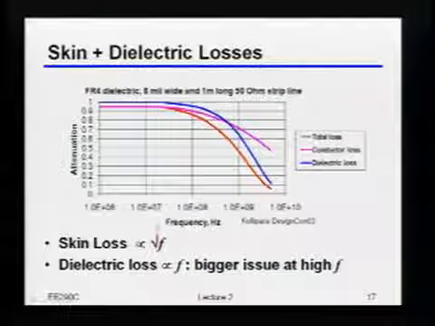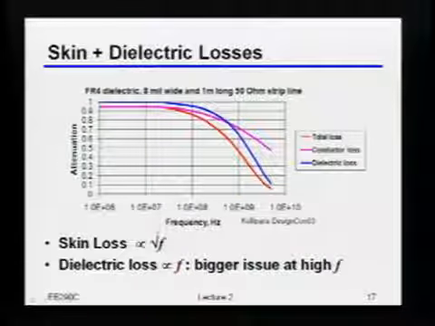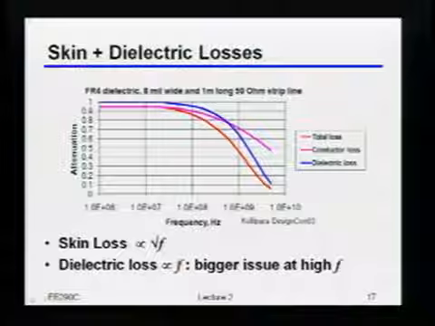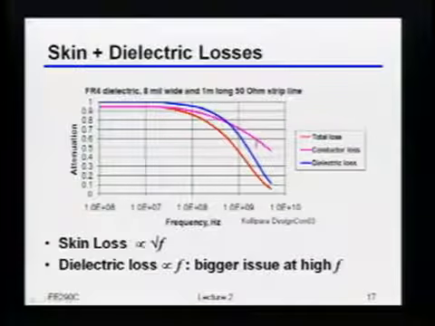Because if one is only changing with square root and the other one's changing with f, there'll always eventually be some crossover point.